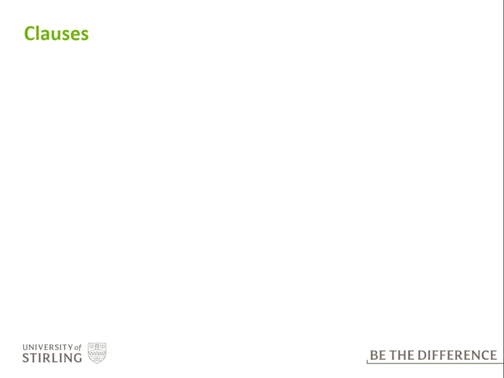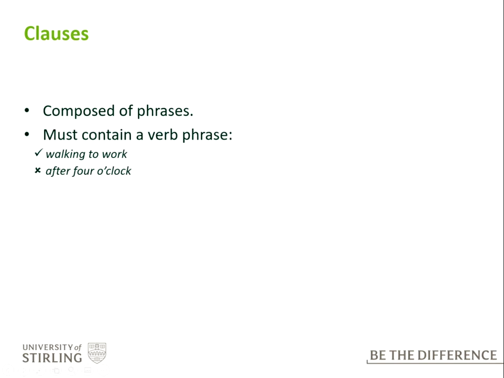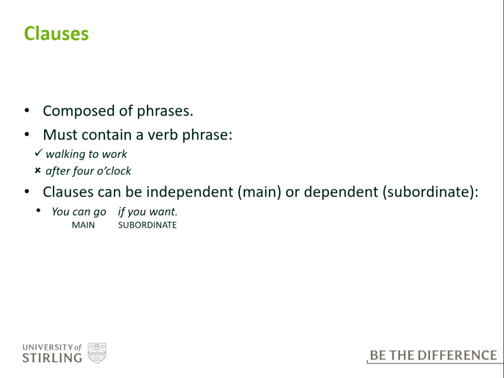Okay, so clauses are composed of phrases, but the clause must contain a verb phrase. So walking to work would count as a clause because walking would be a verb phrase, but after 4 o'clock is not a clause. Clauses can be independent or dependent. In other words, they can stand on their own. So you can go could stand on its own as a sentence, but if you want cannot stand on its own, so it's dependent. So sometimes we say independent, dependent or main, subordinate, different terminologies for the same thing.